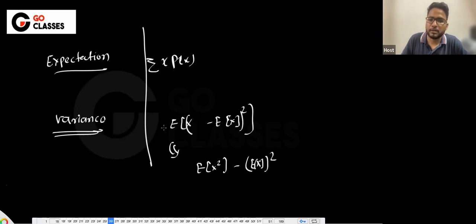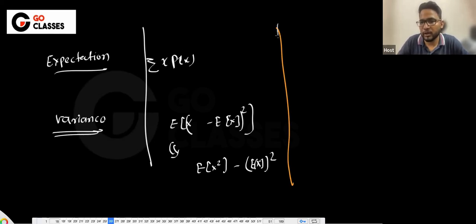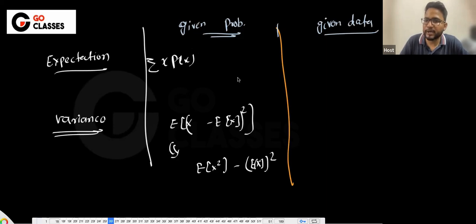Okay. So you can calculate this expectation and variance. Now, suppose instead of giving you probabilities, I give you the data. Suppose data is given to you, then can you calculate the expectation? I think we can calculate. How? We can just take the average.